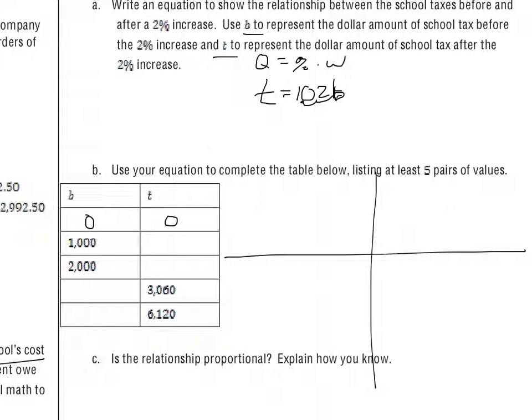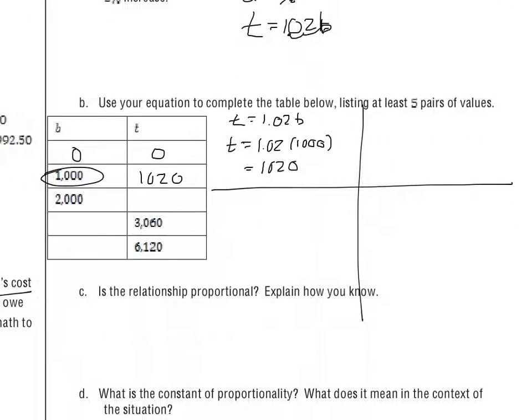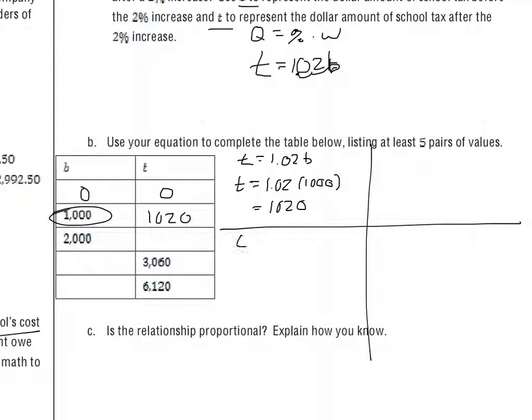For me, splitting up my space really quickly, I'm writing in my equation T is equal to 1.02 B. For this first one, I'm plugging in for B, so T is equal to 1.02 times 1,000. And when I multiply that out, I get 1,020. The next one, I'm going to do the same thing. T is equal to, and I'm plugging in for B, 1.02 times 2,000. When I calculate that out, I get 2,040.